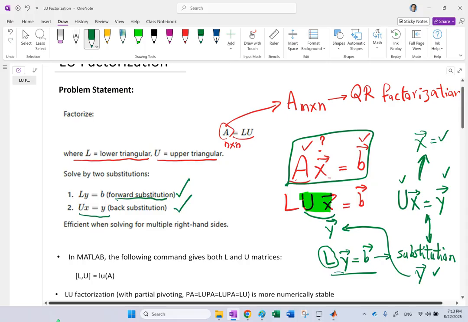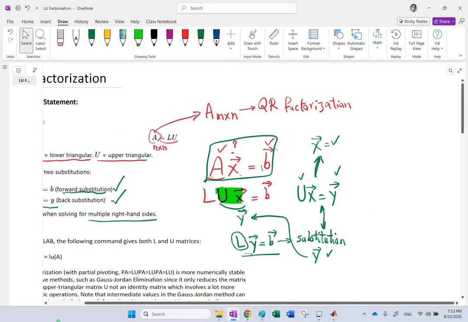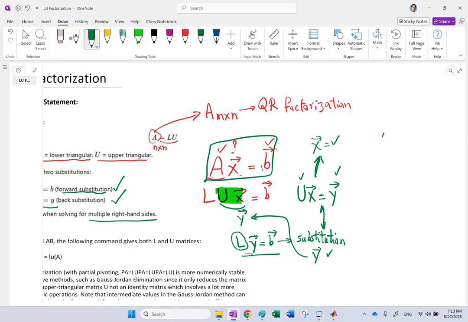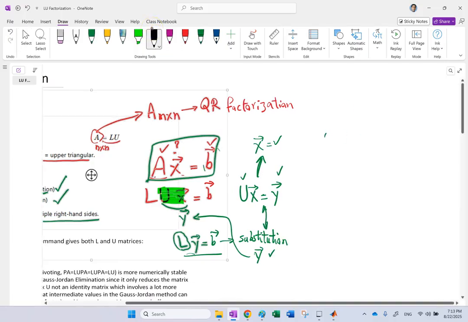Okay, and it's not only good when this B is a vector. If this B is a matrix, which we call a system with multiple right-hand sides, that will also work. What does that mean? So in this case, instead of your unknown X being a vector and the right-hand side being a vector, X and B are both matrices.